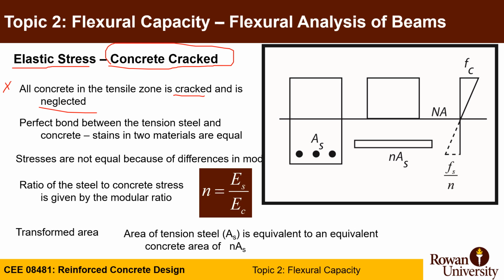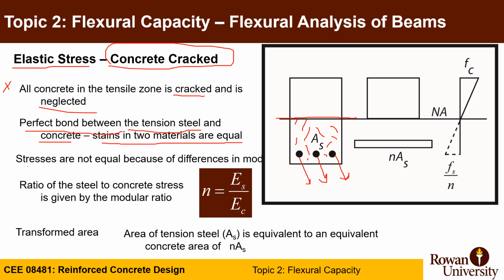So if this is your neutral axis, all concrete below the neutral axis is cracked, and the only function of the concrete is to host the reinforcement and to have better bond with the reinforcement, so the reinforcement can carry the tension force. So perfect bond between the tensile steel and concrete is assumed. Strains in two materials are equal.